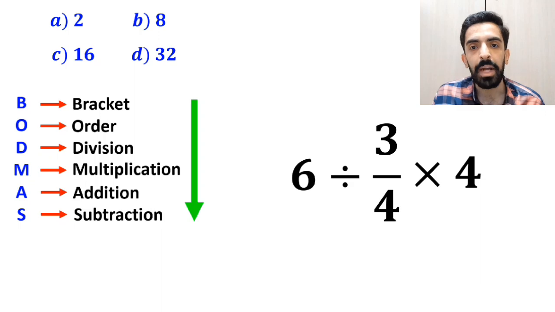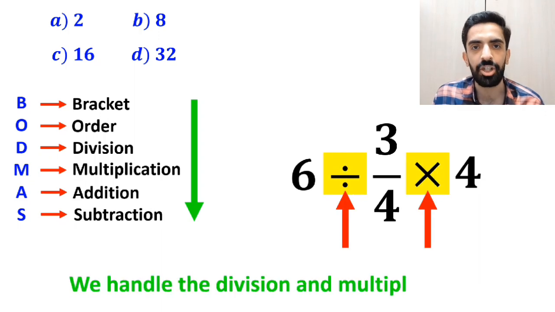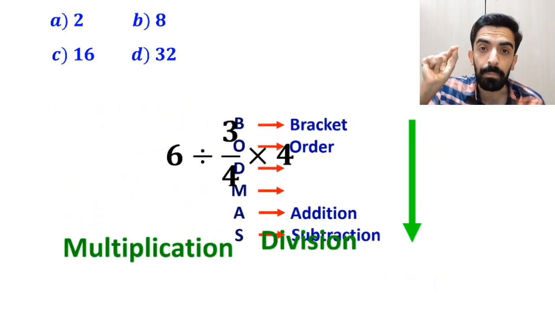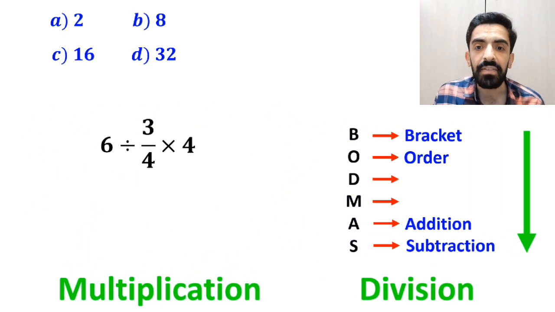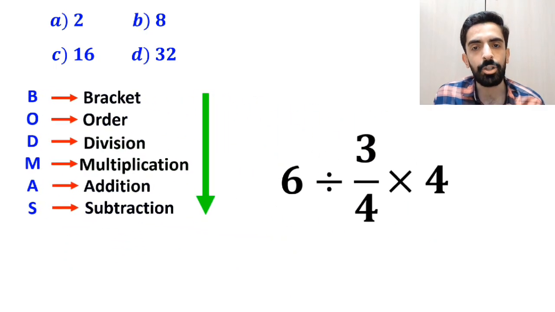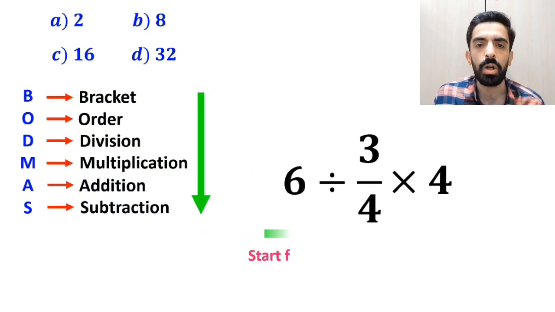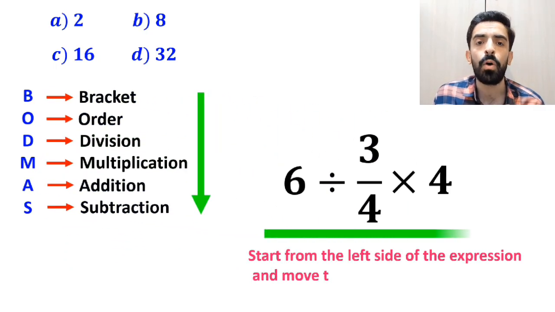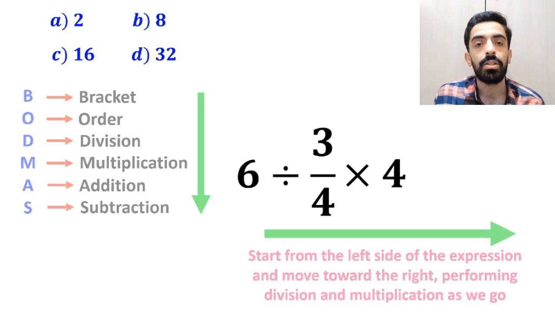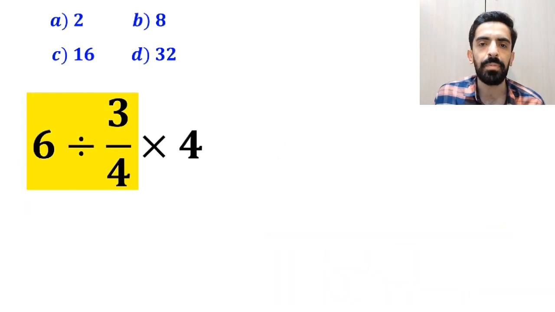In the next step, we handle the division and multiplication. However, it's very important to note that in the PEMDAS rule, multiplication and division have exactly the same level of priority. In this situation, the best thing to do is to start from the left side of the expression and move toward the right, performing these operations in order. So, first we perform the division between 6 and 3 over 4.